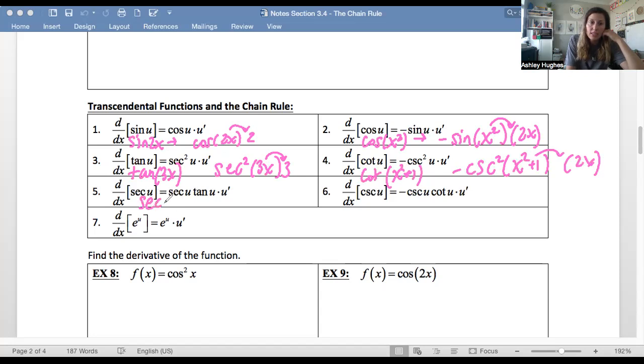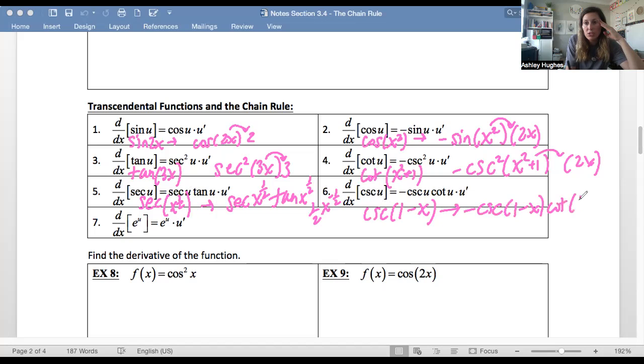Say I had secant of x to the 1/2, which is the square root of x. It would be secant x to the 1/2, tangent x to the 1/2, and then the derivative of x to the 1/2, which is 1/2 x to the negative 1/2, all multiplied together. Say I had cosecant of 1 minus x, and it would be negative cosecant of 1 minus x, cotangent of 1 minus x, times negative 1. So this negative and negative would make it a positive.